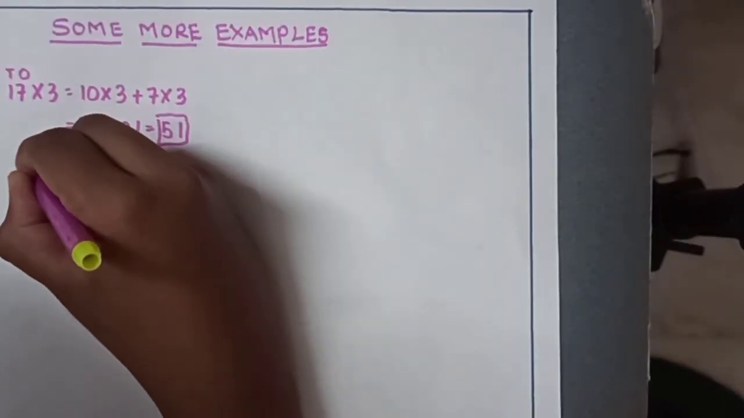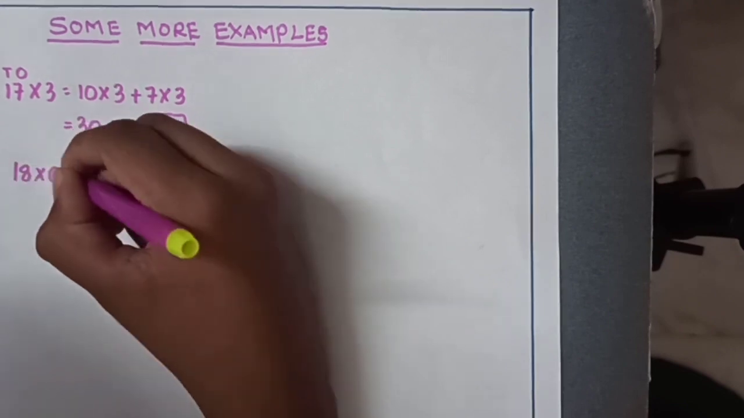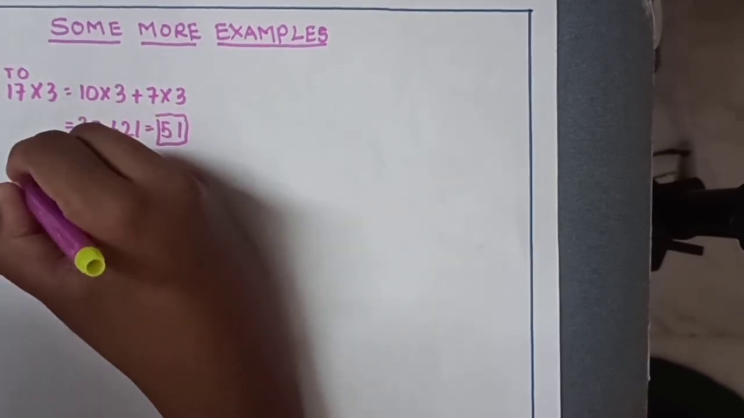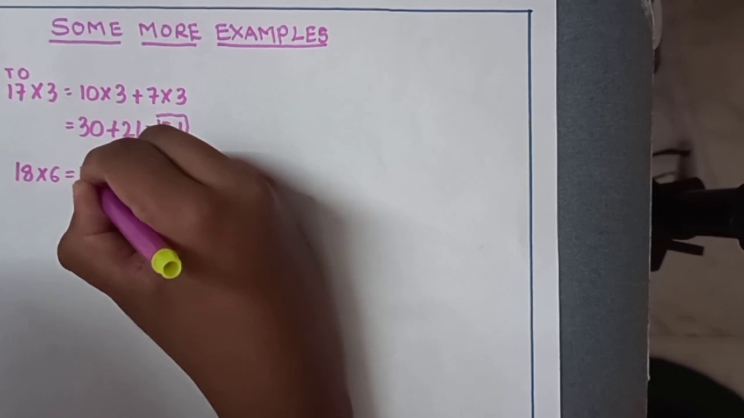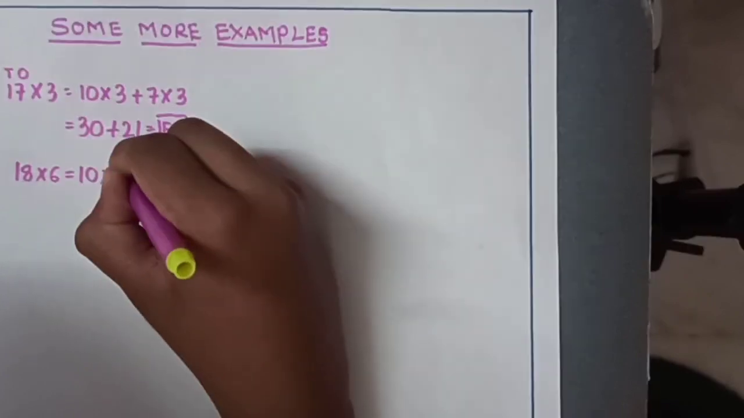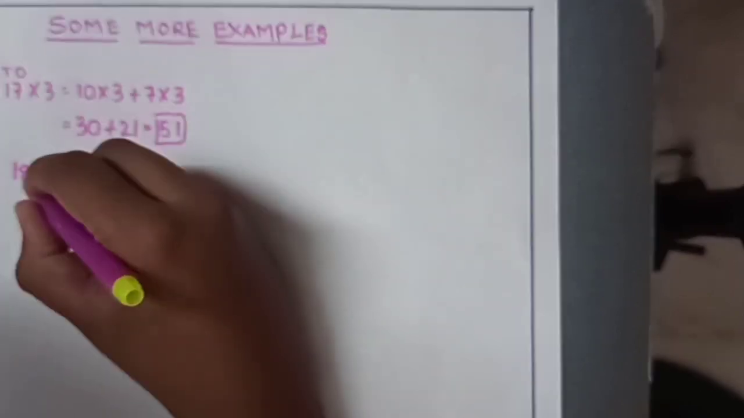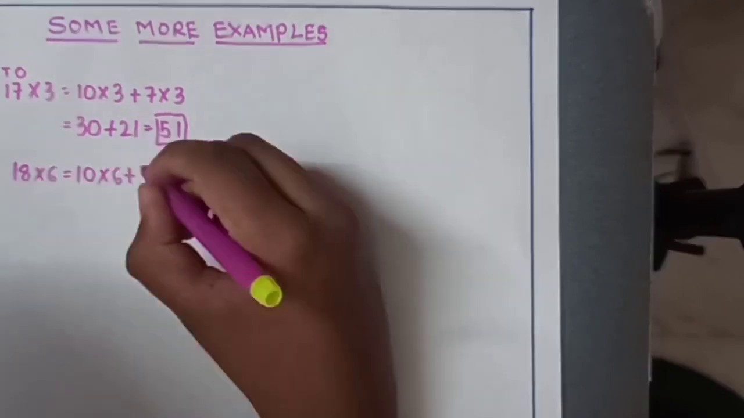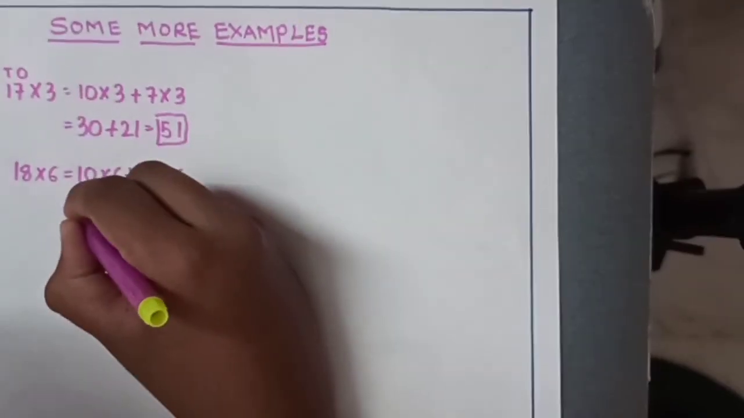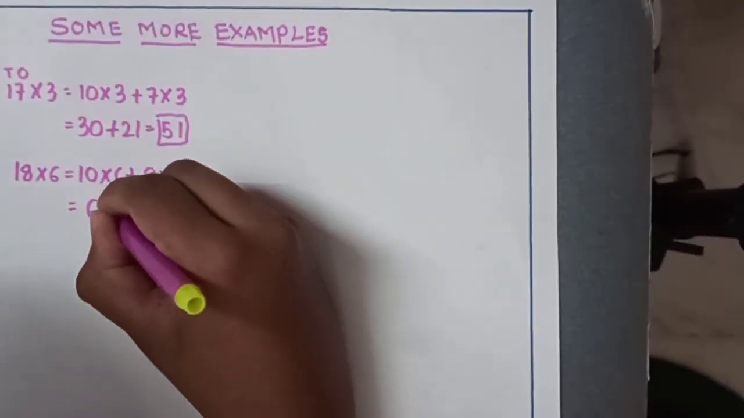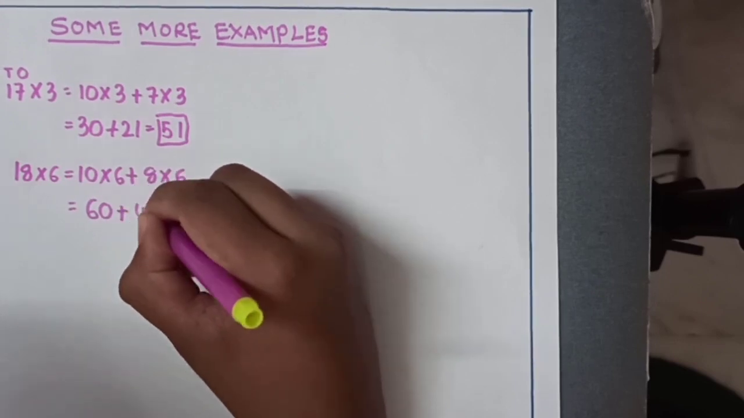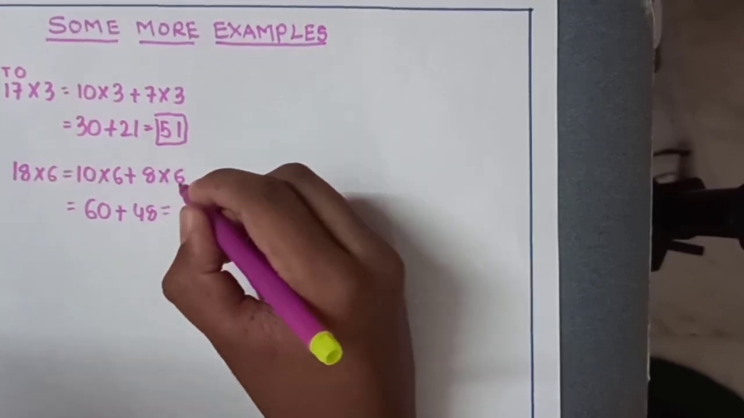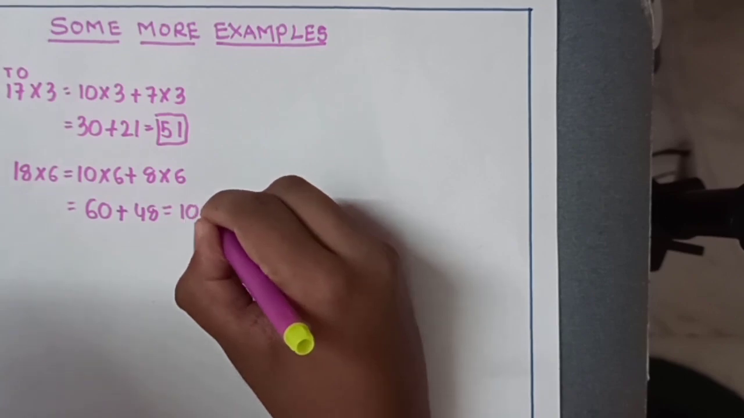Next one, 18 into 6. 1 as 10. 10 into 6 plus 8 into 6. So we have 60 plus 48. The answer we obtained is 108.